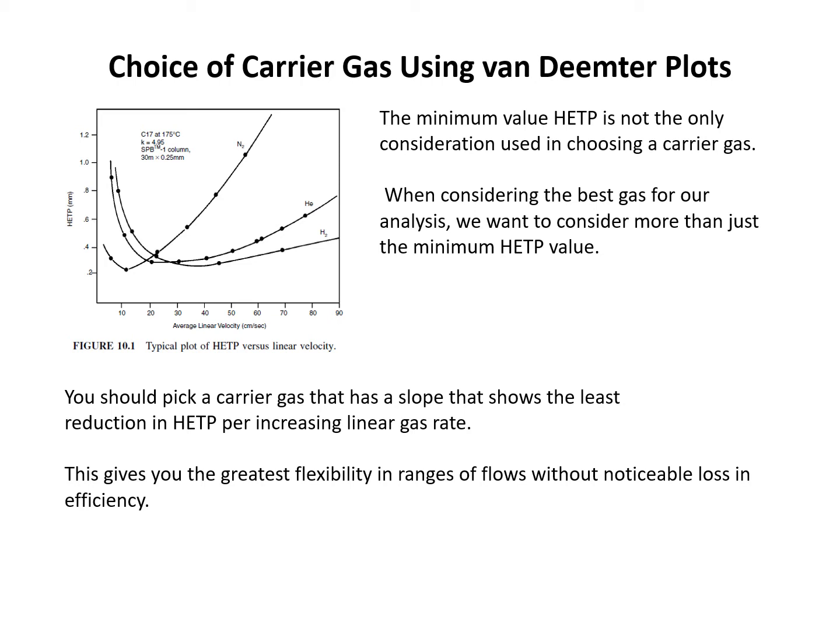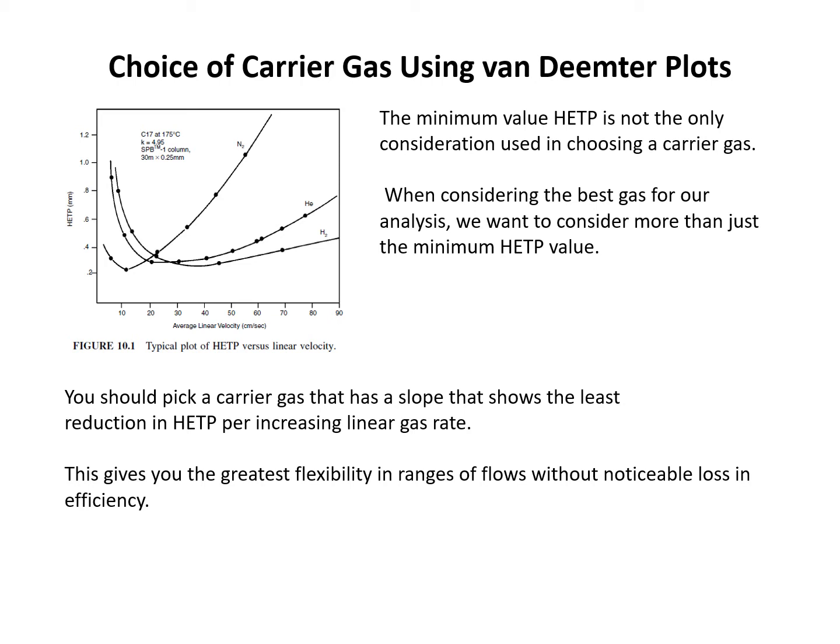But here, when we want to choose the right carrier gas class, the minimum HETP number according to Van Deemter plots is not sufficient. We have to consider other factors as well. Of course, the minimum HETP number is important, but we do need to consider other factors in order to choose the right carrier gas for that particular detector.